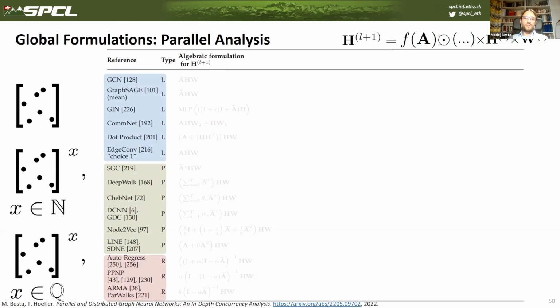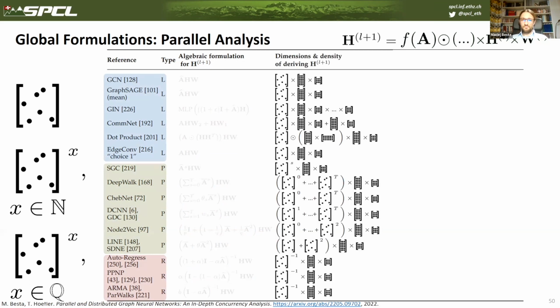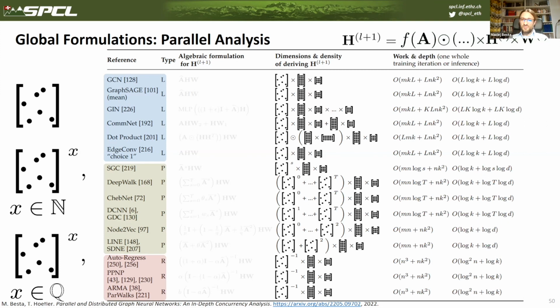And now again, the question: how do they fare in our parallelization analysis? What is their work? What is their depth? Do we have any patterns between these different models? Right. So again, we provide the compute patterns of these different models. Again, I'm going to skip the details of how we derive it, but it's actually quite straightforward. You identify the most important operations and just picture them using the right matrix symbols.